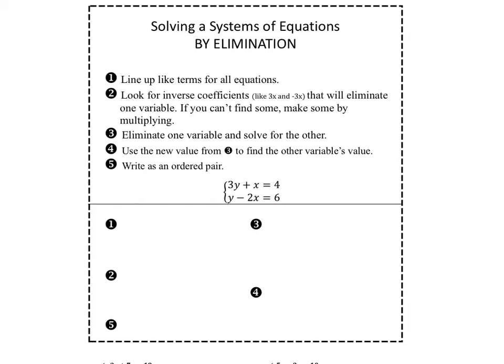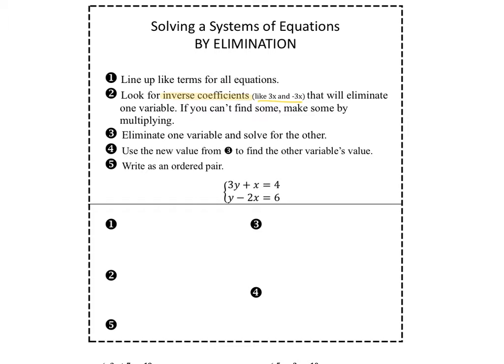Okay. Now, the next part of elimination is to look for something we call inverse coefficients. An inverse coefficient is something like 3x and negative 3x. Well, if we have 3x and negative 3x, when I combine those together, what do I get? I get 0, right? So the point is that if we have inverse coefficients, we will be able to eliminate a variable. So we want inverse coefficients to eliminate.